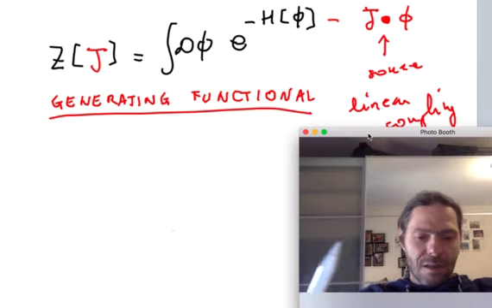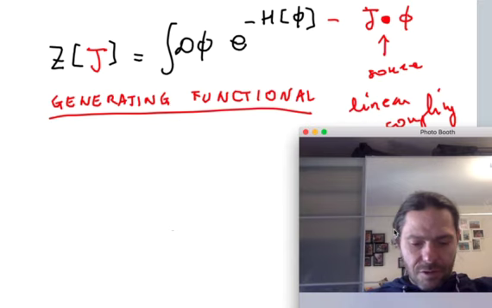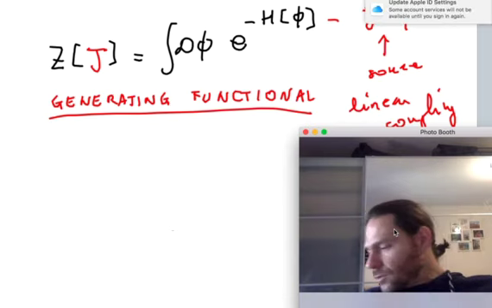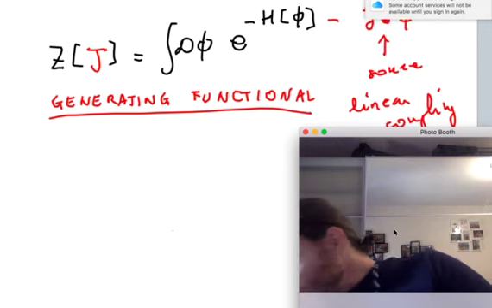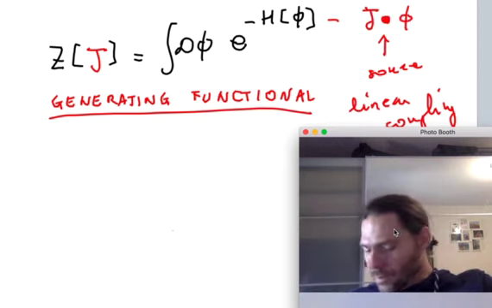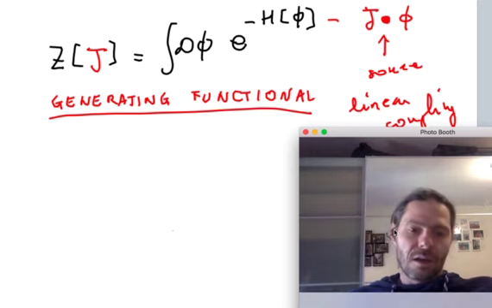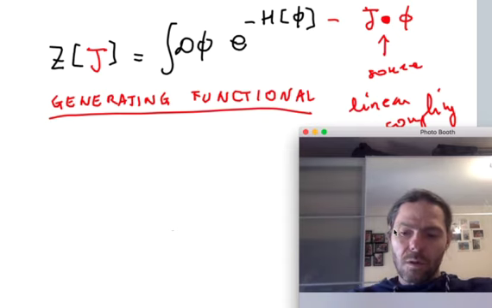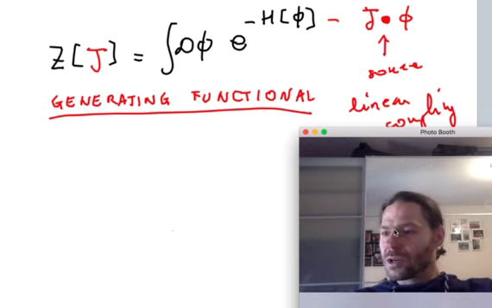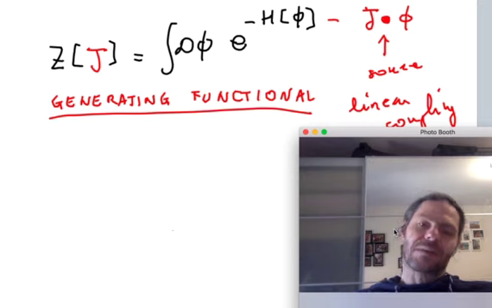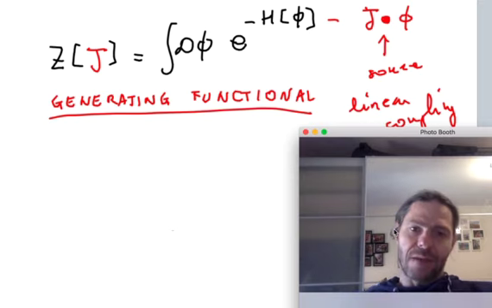And the reason this is called the generating functional has to do with the fact that with this function alone, you can essentially describe all of the physics that is encoded in the Hamiltonian. So in other words, the entire equilibrium statistical mechanics of the theory defined by the Hamiltonian functional H is completely included in the generating functional.